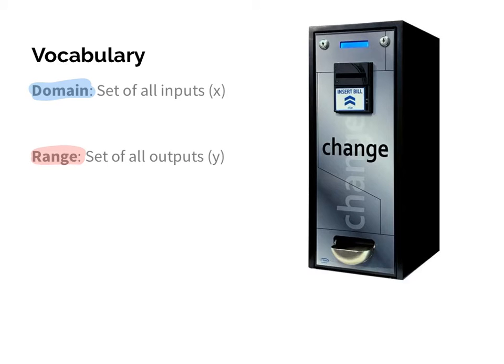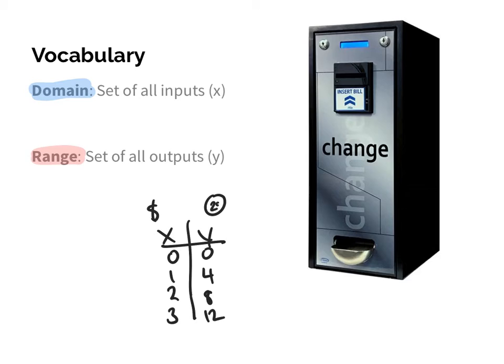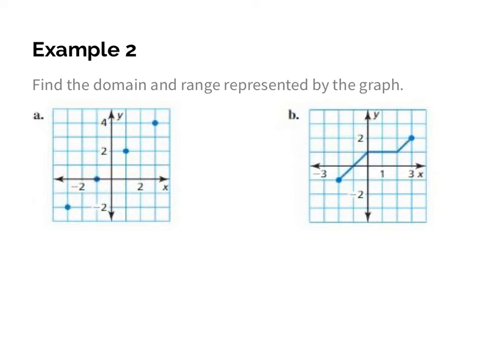All right, so if you think about the table that I created before with my coin machine, where I had either 0, 1, 2, or $3 bills, and I got either 0, 4, 8, or 12 quarters, this right here would be my domain. I'll label it with a D. This here would be my range. So my domain would be all of my inputs or all of my X values, and my range would be all of my Y values. Now, how does this relate then to functions?